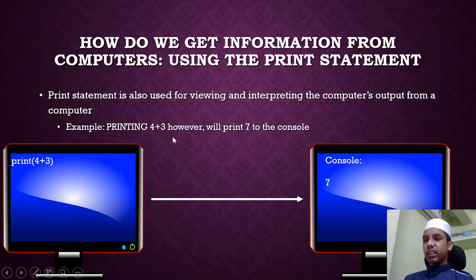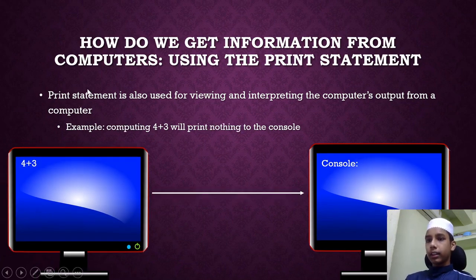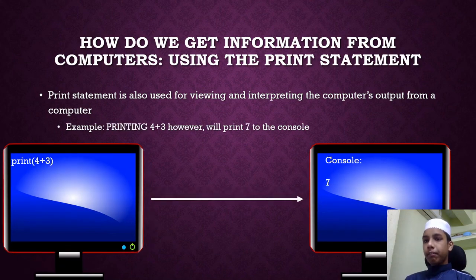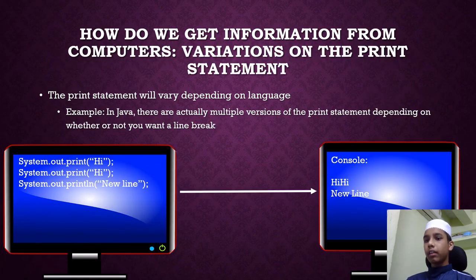Printing 4 plus 3, like this. For example, computing 4 plus 3 will print nothing to the console, it gives us some error. 4 plus 3, nothing will be in the console, there it will give some error. But if you are adding something known as print, okay, then in the console the answer will be 7.